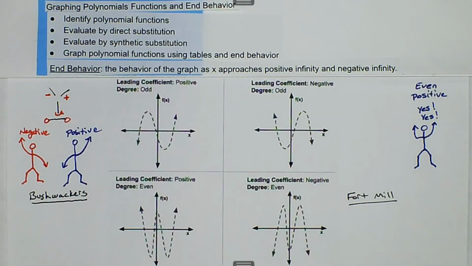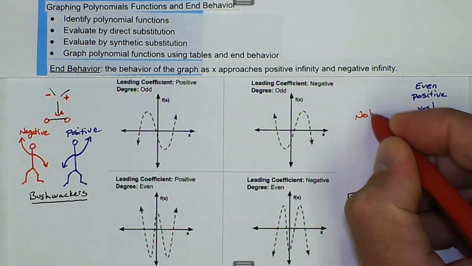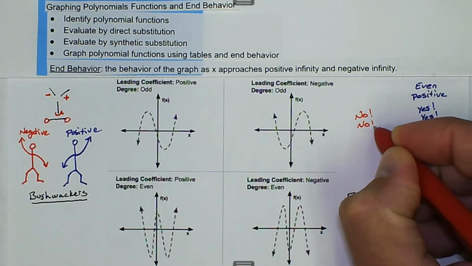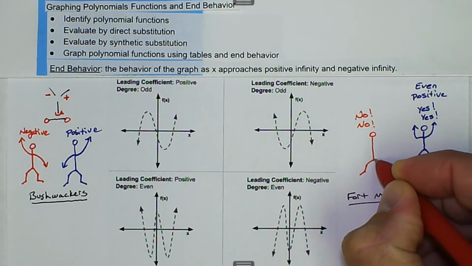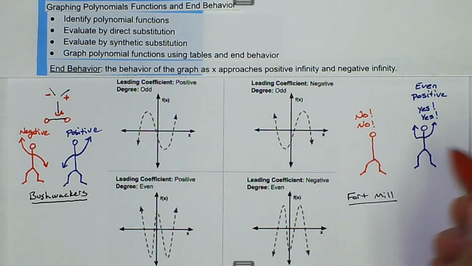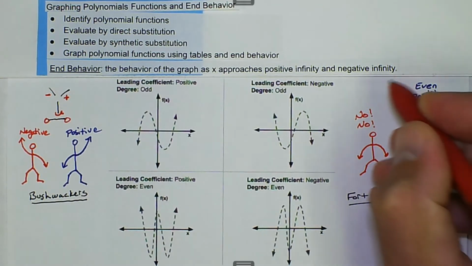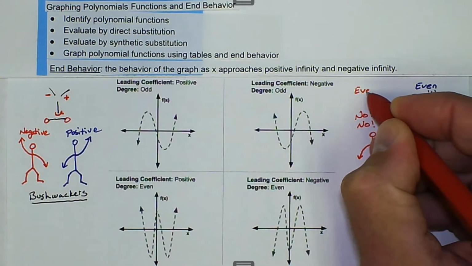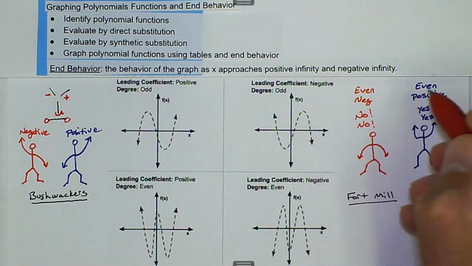Now, I don't know that this exists for sure, but if there were an opposite to the Fort Mill yes, I guess it would be the Fort Mill no. In this case, we're doing the Fort Mill no. In my mind, I guess we would point to the ground, and that would be an even negative lead coefficient.